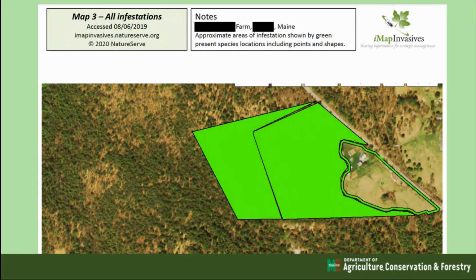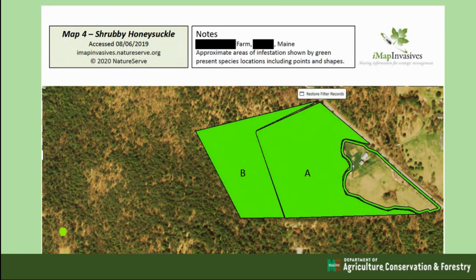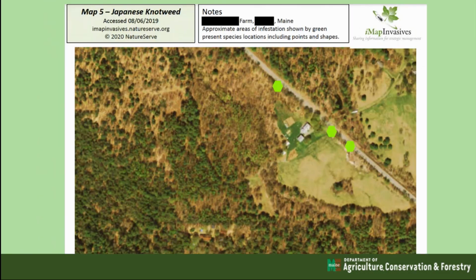Map 3 here is all infestations. You can see here a good portion of the property has invasive plants. And with the polygons that are showing those high infestations, you can see little dots there where we found smaller infestations. And then you move on to individual species. This map here was done in IMap Invasives, and it's showing shrubby honeysuckle occurrence on the property. Here's an example using smaller spaces to show a smaller infestation of Japanese knotweed.